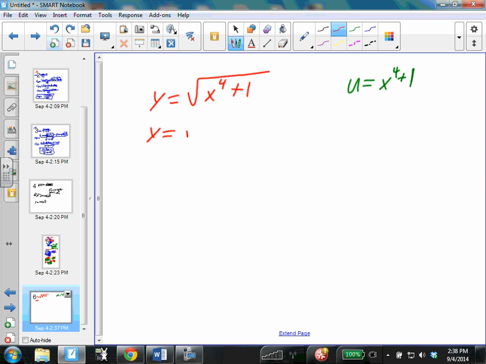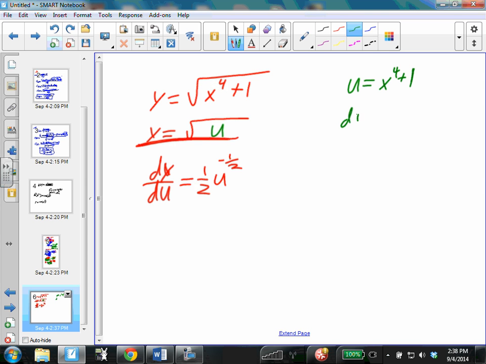So now y is equal to the square root of u. So what is dy du? What's the derivative of this y function now with respect to u? Yeah, 1/2 u to the negative 1/2. Because remember, when you see that square root, you need to automatically think 1/2 power, right? A square root is the same thing as a 1/2 power. So if this was a 1/2 power, we could just use the power rule and be finished, okay? Now, what's the derivative of u with respect to x? Yeah, that derivative is 4x cubed.